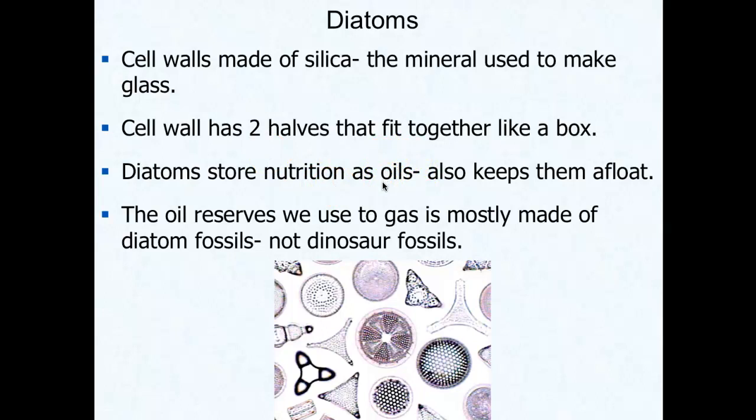Lots of plants make oil, right? There's avocado oil, olive oil, and different oils. We make fat, animals make fats, but diatoms make oil. And it turns out that the oil reserves that we use today for the gasoline in our cars are really not from dinosaurs. I think that's a myth. They're from diatom fossils because these are the oil storage. They created the oil in the first place.